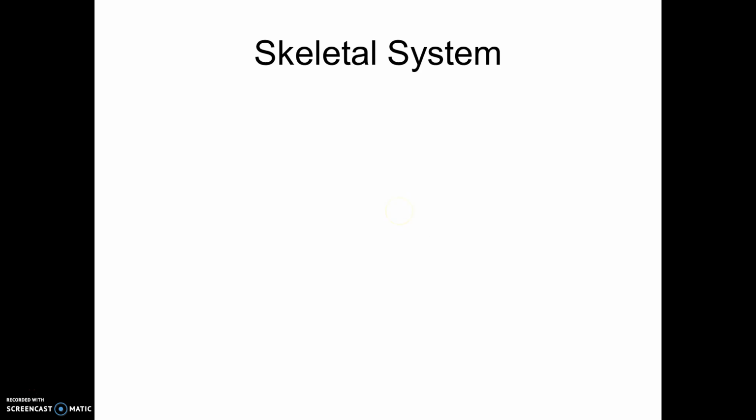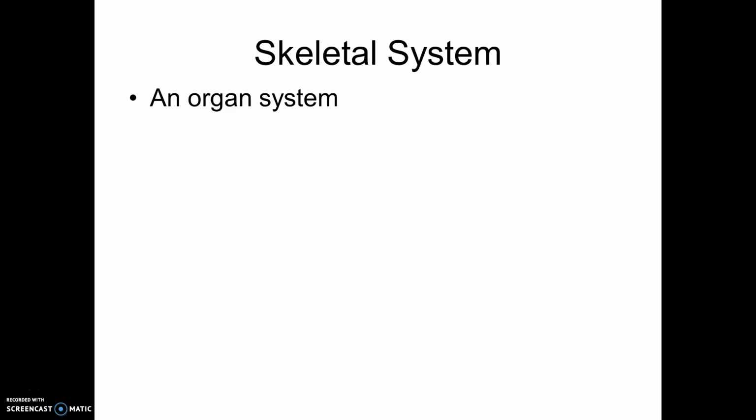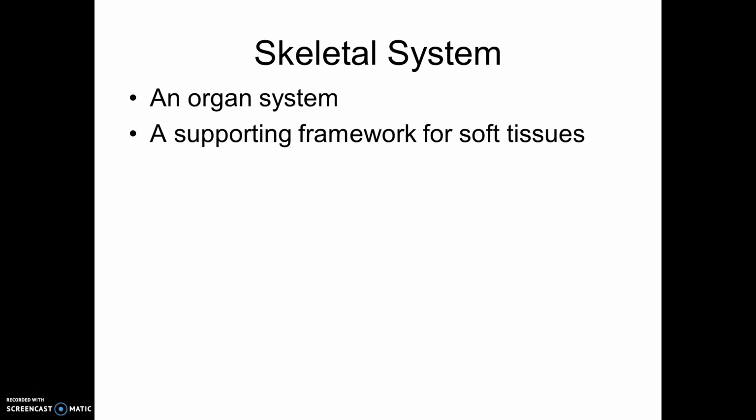So we'll start with the skeletal system, as we've talked about before, is an organ system composed of bones, cartilage, ligaments, and other supporting connective tissue structures. It also helps form a structural framework for soft tissues, sort of as the scaffolding on which soft tissues are attached, and allows us to stand upright instead of being a puddle of soft tissue.